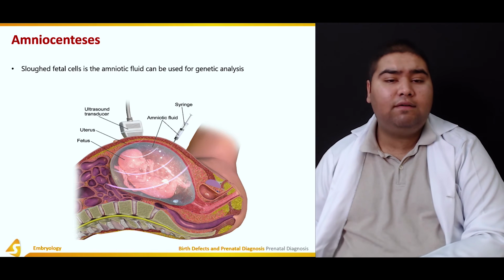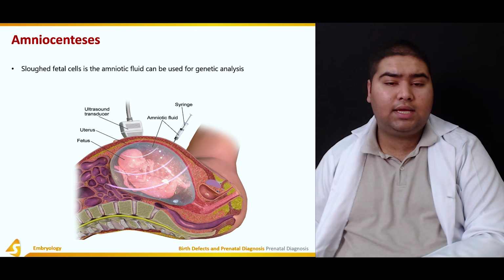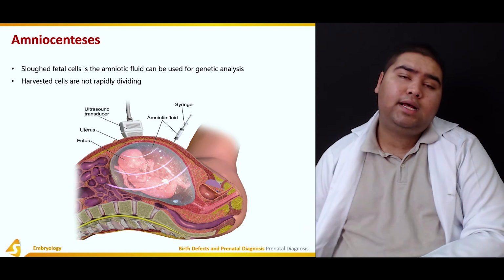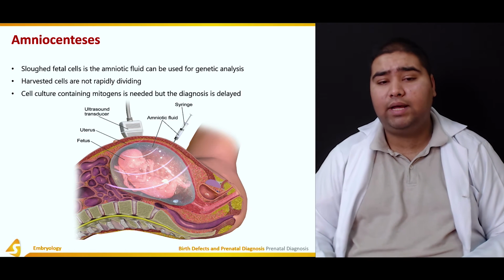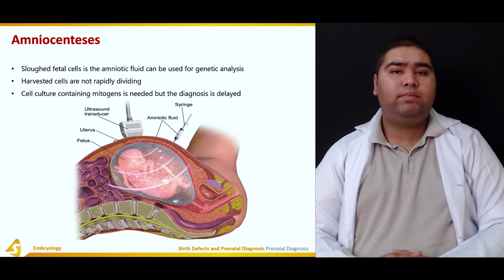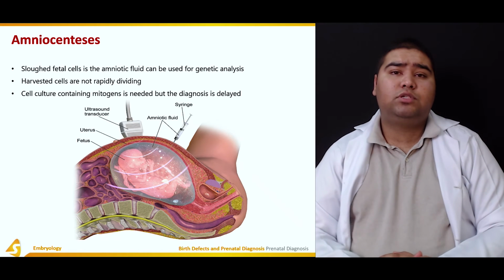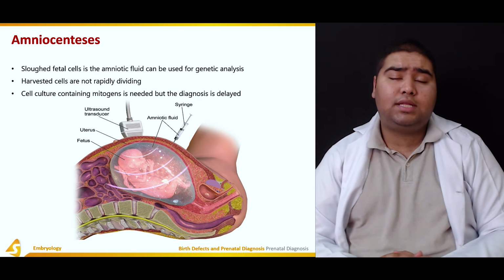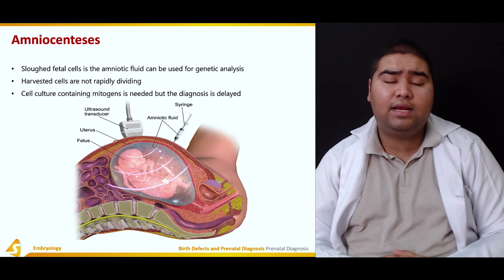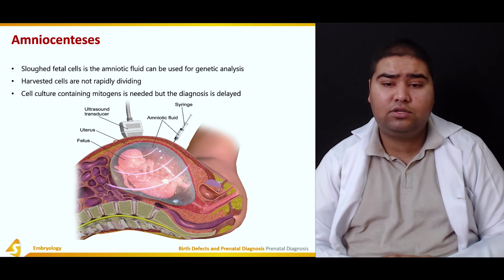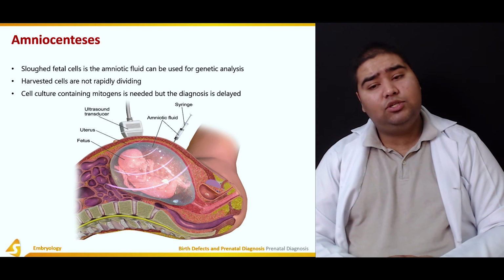Now, the sloughed fetal cells in the amniotic fluid can be used for genetic analysis. However, the harvested cells are not rapidly dividing. So, what do we do? We add a mitogen. Now, what is a mitogen? A mitogen may be any agent or a nutrient that helps the cells to divide. It provides nourishment and food to the cell and a suitable environment that causes the cells to divide rapidly. As a result, cell culture is usually delayed.